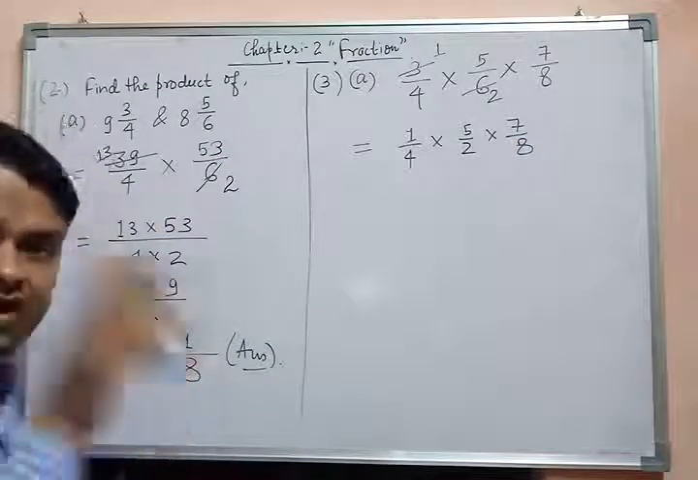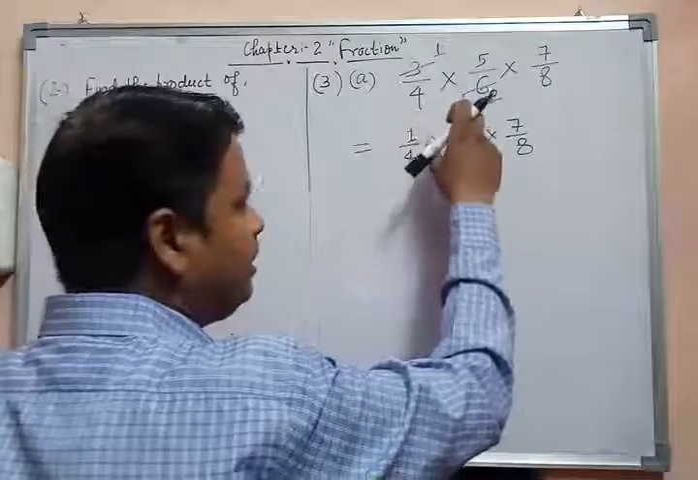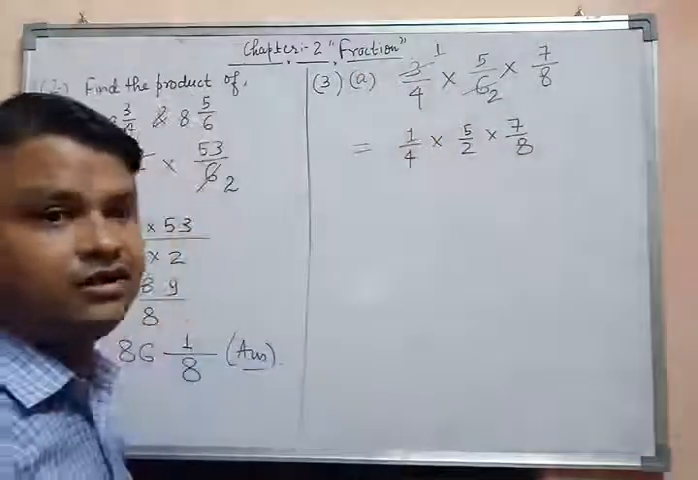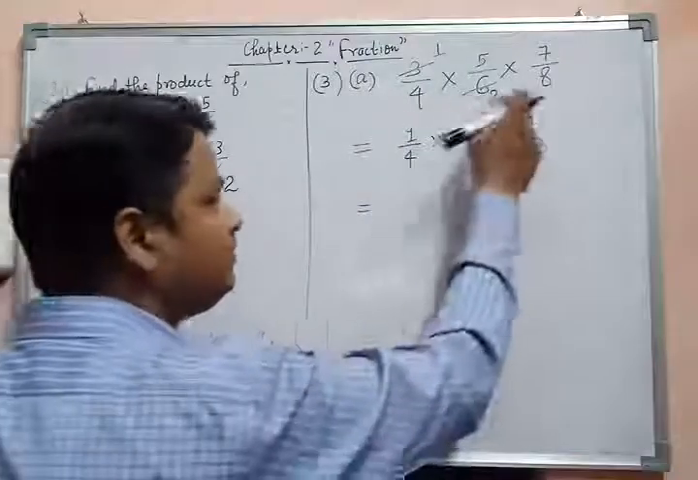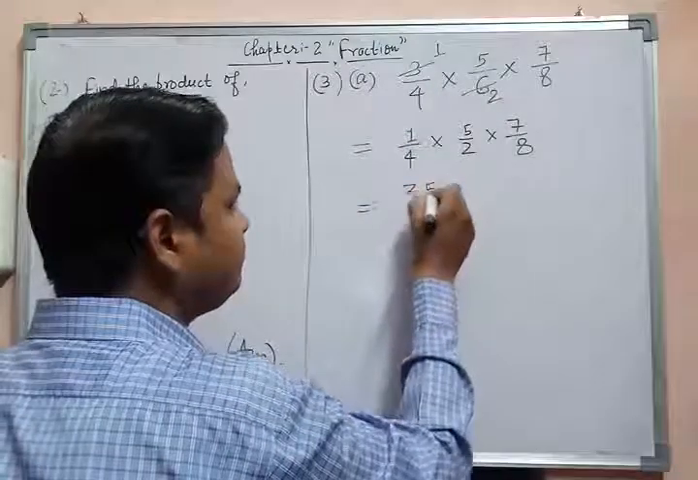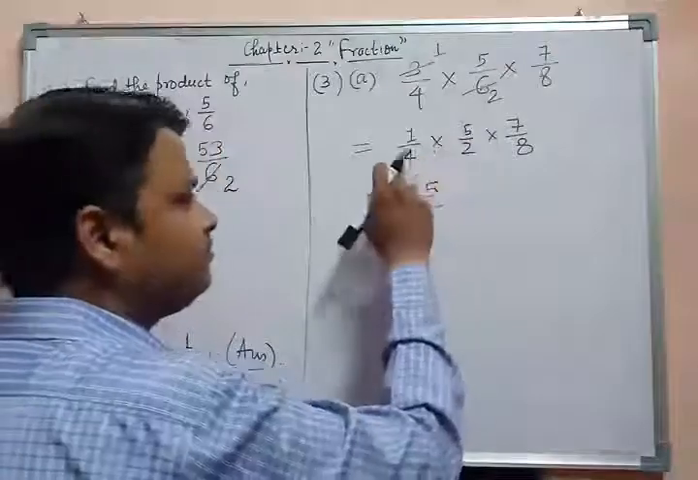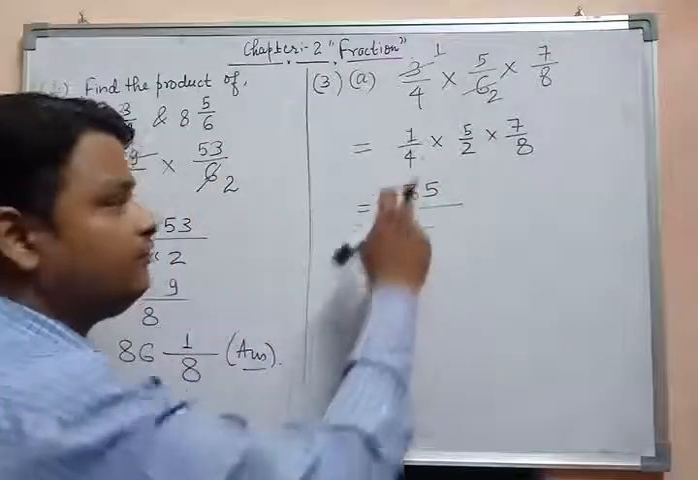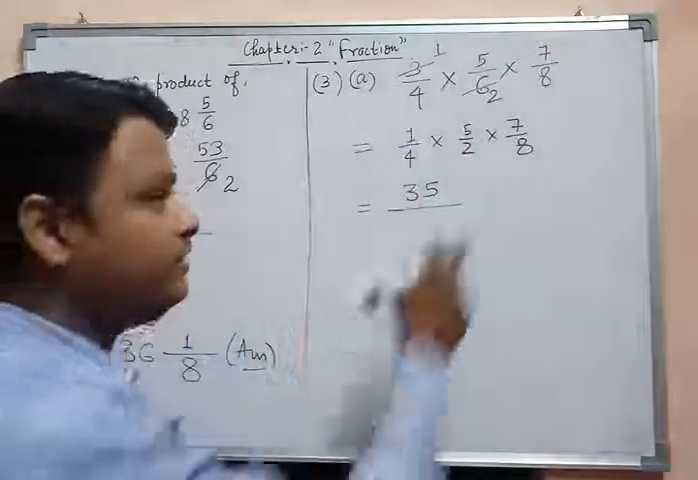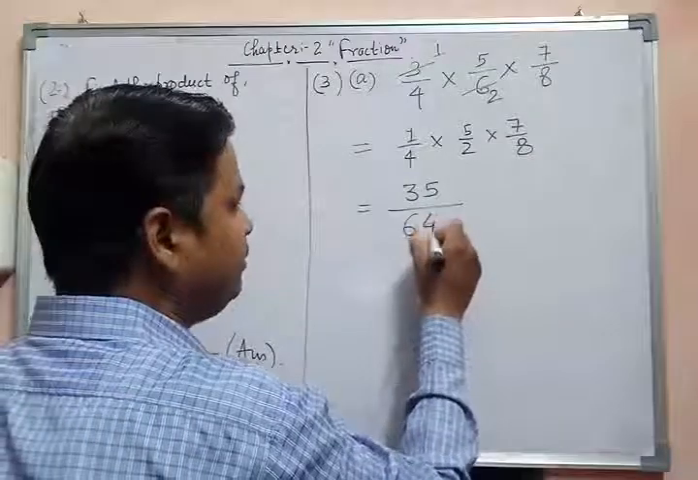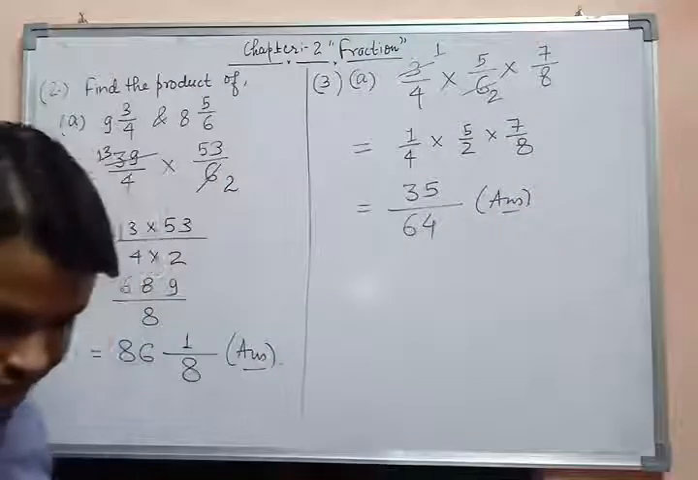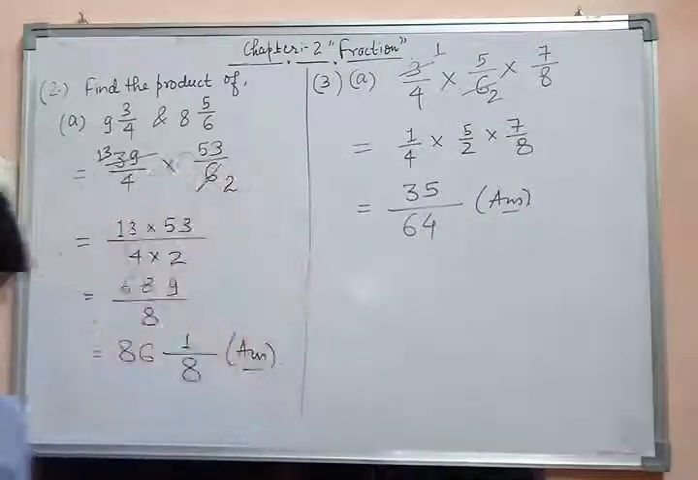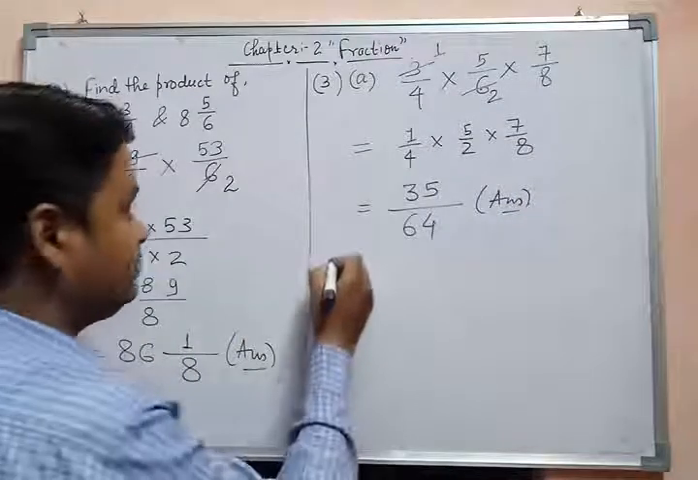Now students, in this case if no other numerator or denominator will cancel with each other, then in the next step you have to multiply all the numerators. Then we will get 1 fives are 5, and 5 sevens are 35. In the same way you have to multiply the denominators: 4 twos are 8, 8 eights are 64, and this is your final answer. Okay, now moving on to the next question. Question number C.